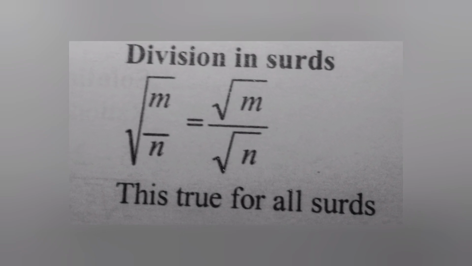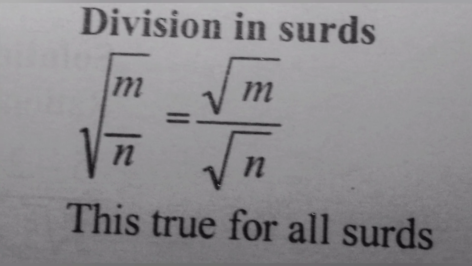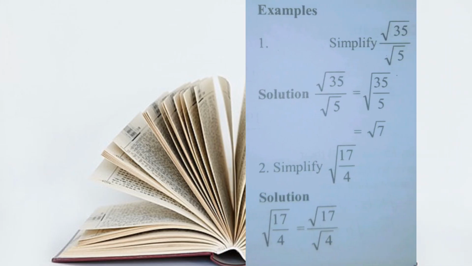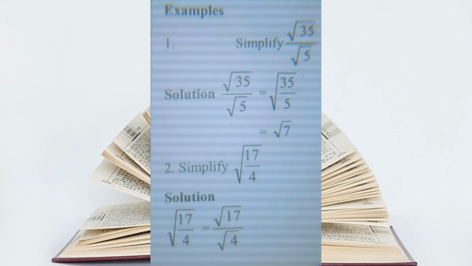Division of surds. Square root of m over n equals square root of m over square root of n. This is true for all surds. Example. Simplify square root of 35 over square root of 5. Solution. Square root of 35 over square root of 5 equals square root of 35 over 5, which is equal to square root of 7. Another example. Simplify square root of 17 over 4. Solution. Square root of 17 over 4 equals square root of 17 over square root of 4.